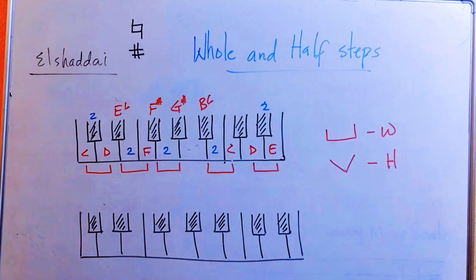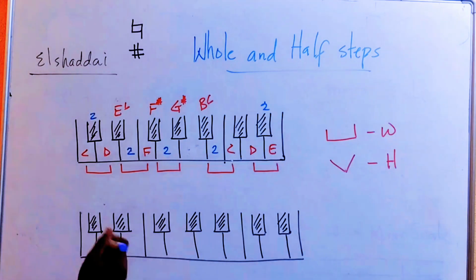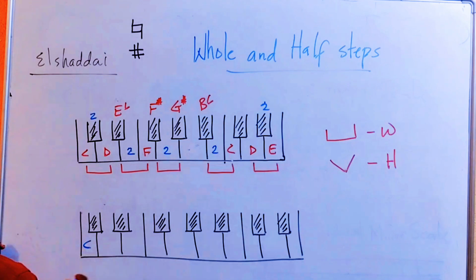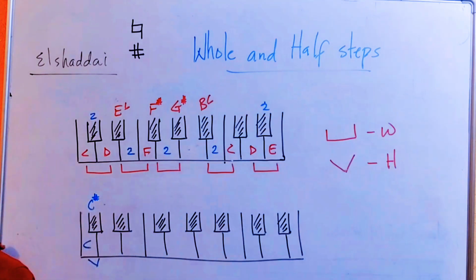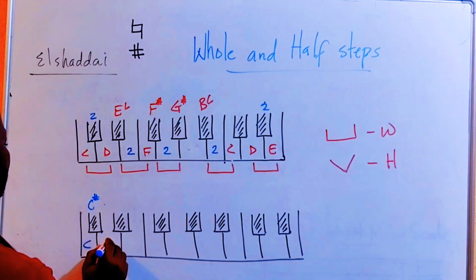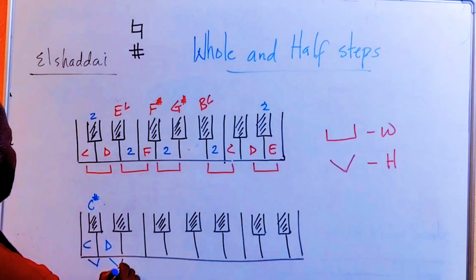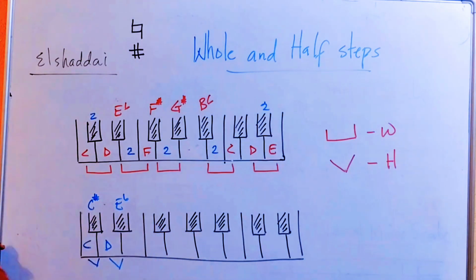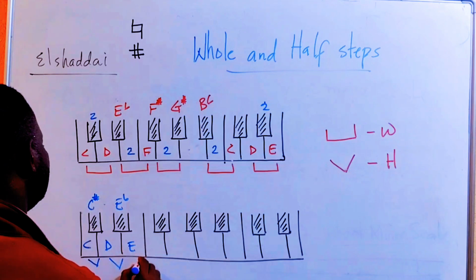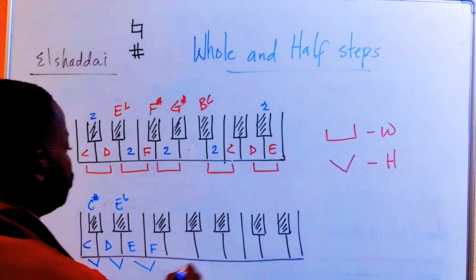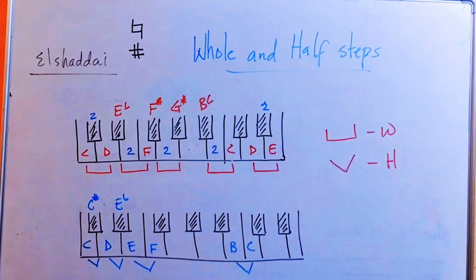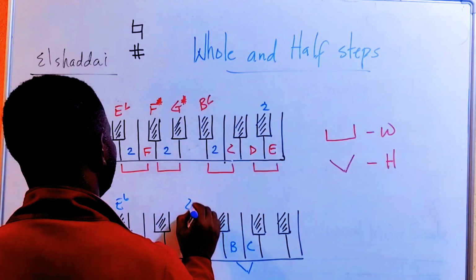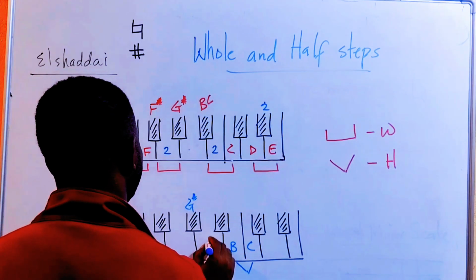But the half step is the nearest key. So the half step goes like this. We start from C. I'll take a half step and go to C sharp or D flat. From D, you take a half step and go to E flat. From E, take a half step, go straight to F. You will have a similar situation with B and C. So that's the half step concept.